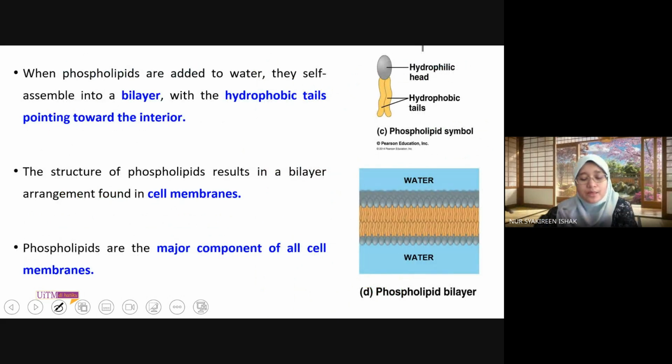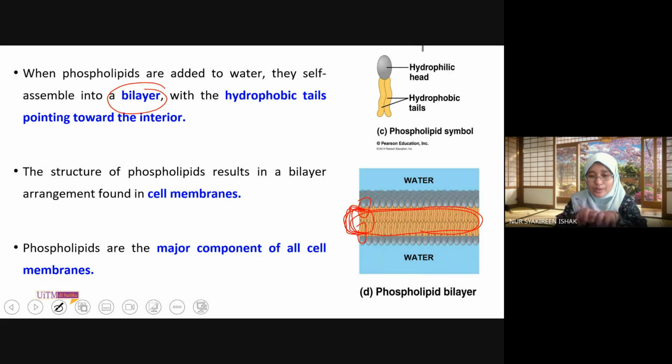Next, when phospholipids are added to water, they self-assemble into a bilayer, with the hydrophobic tails pointing towards the interior. So you have the phospholipid molecule and another phospholipid molecule between the two layers. The hydrophobic tails will be attracted to one another through hydrophobic interactions, and they are isolated from the surrounding aqueous solution.